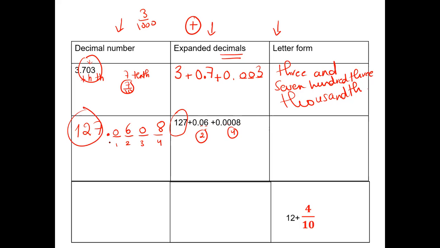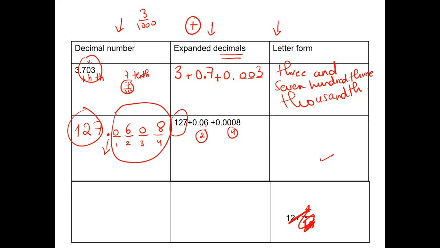How do we write it in letters? 127 the whole part. The point is written as "and." Then how do we read this number? 0, it's nothing. 608. But we have 4 dashes, so ten thousandths. So no need to write it, I will do it already. 127 and 608 ten thousandths.